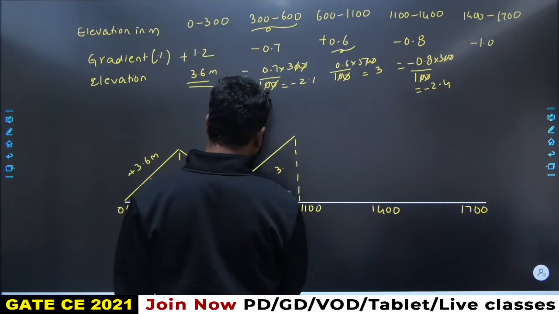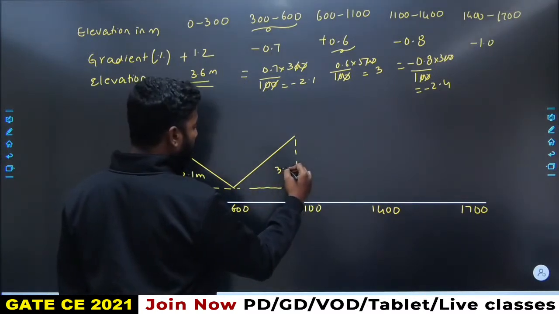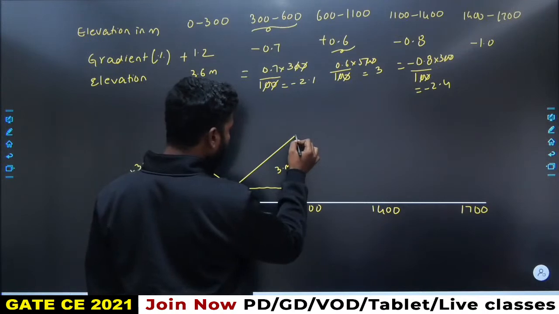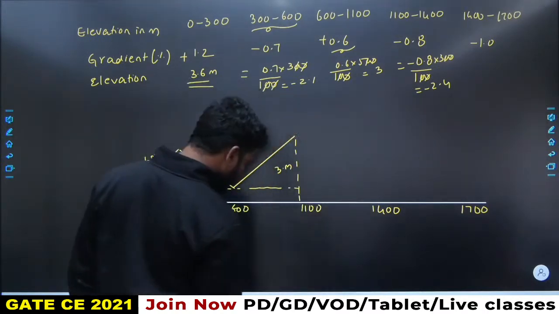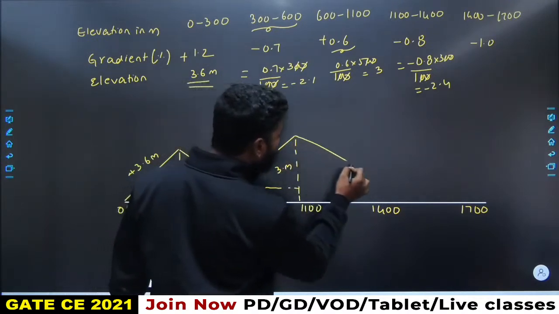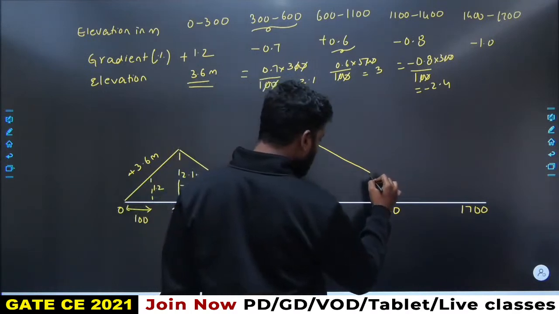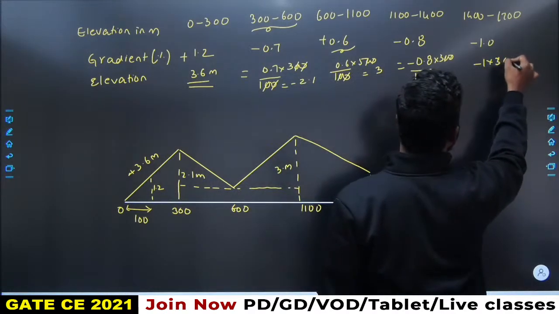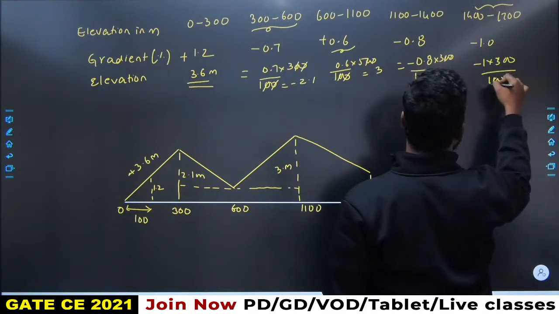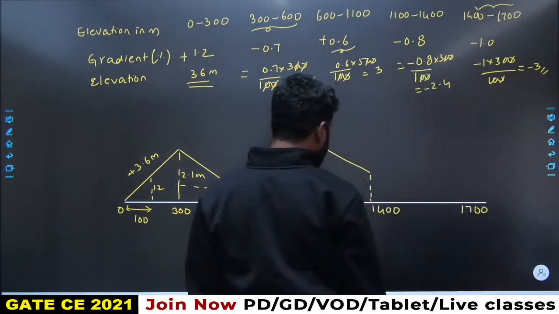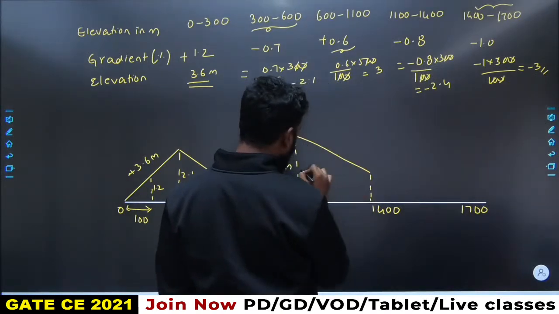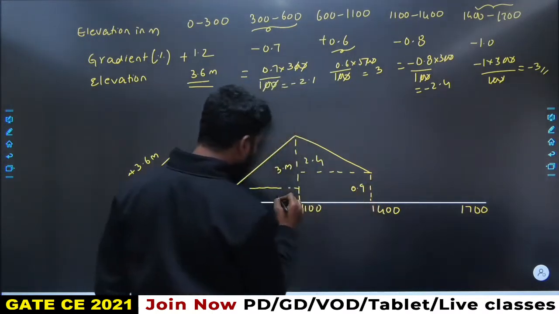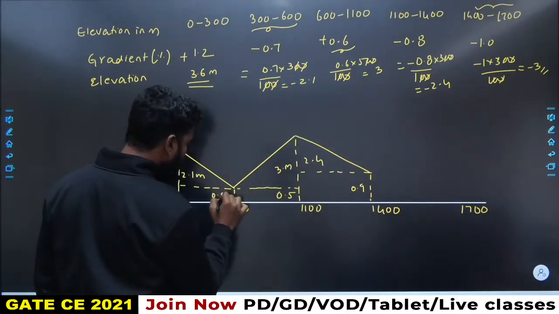From here, it is 3 meters, right? This will rise by 3 meters. And from here 3.5, it will fall by an amount of 2.4 meters. 3.5 minus 2.4, 0.9. And finally this is minus 1 into distance 300, 300 upon 100. So this will fall by 3 meters. This distance is 2.4, so if this is 0.9, this would be 0.9. This is 0.5 meters.